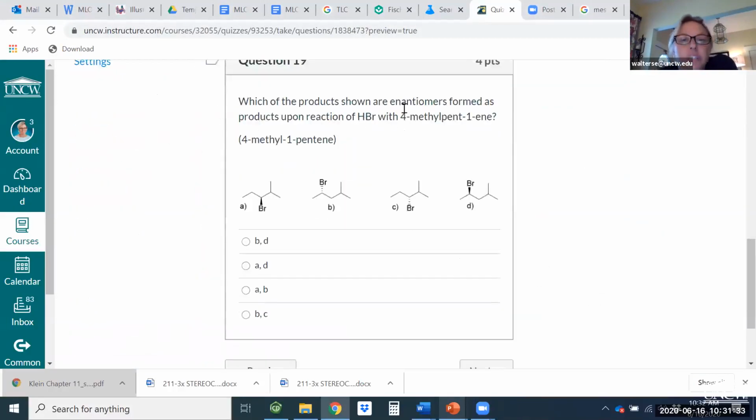Okay, which of the products shown are enantiomers formed as products upon reaction of HBr with 4-methyl-1-pentene? Okay, this one I'm going to have to draw out. So pentene has 5 carbons. Oops, that's 6. 1 pentene. 1, 2, 3, 4. Okay, HBr. And enantiomers. Okay.